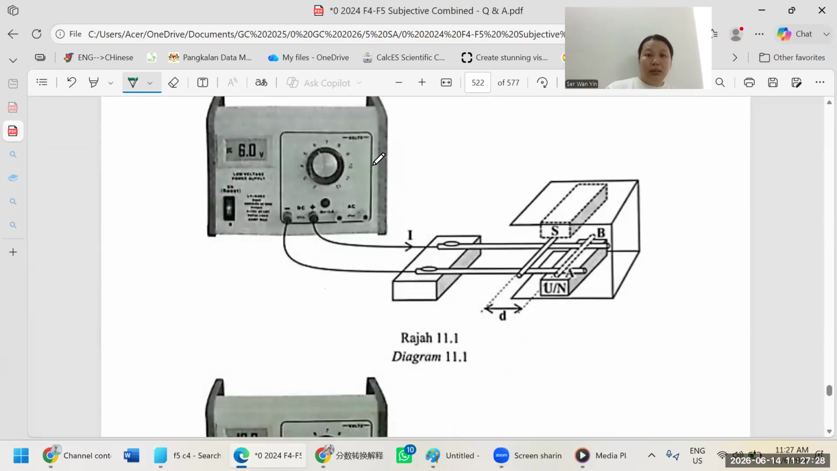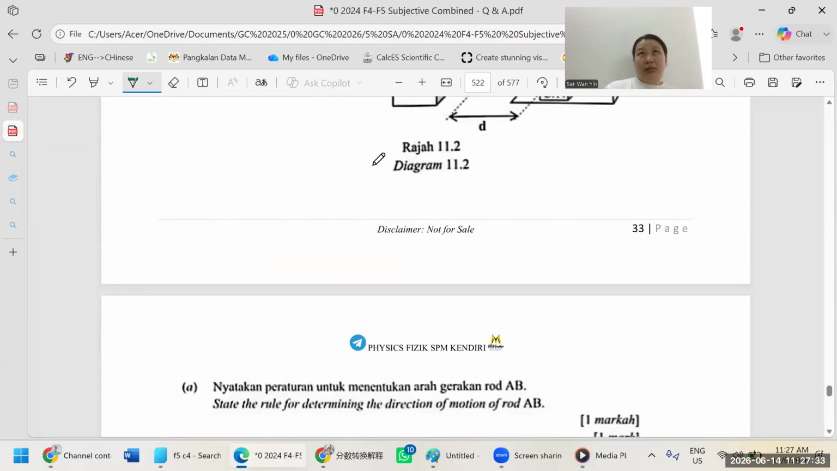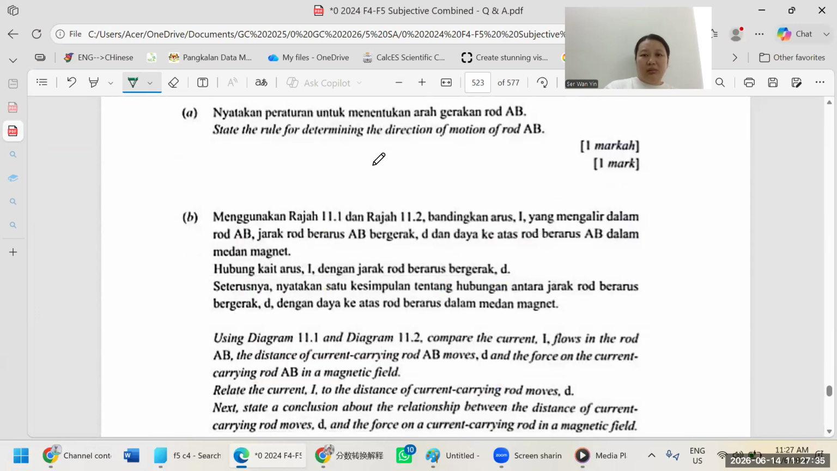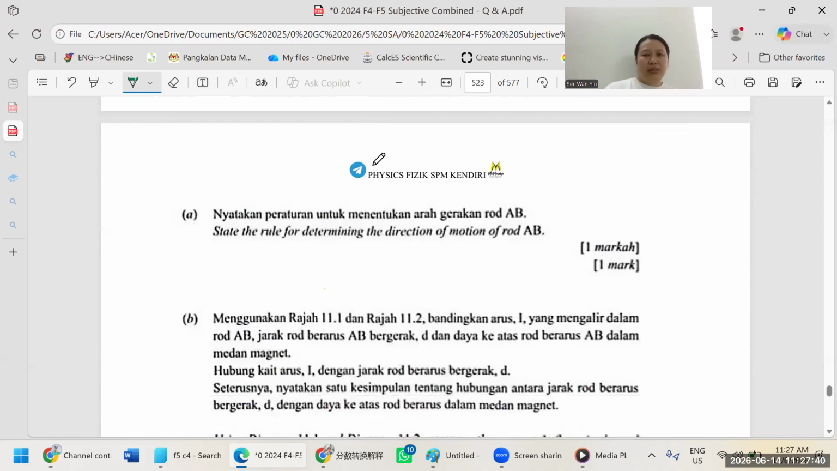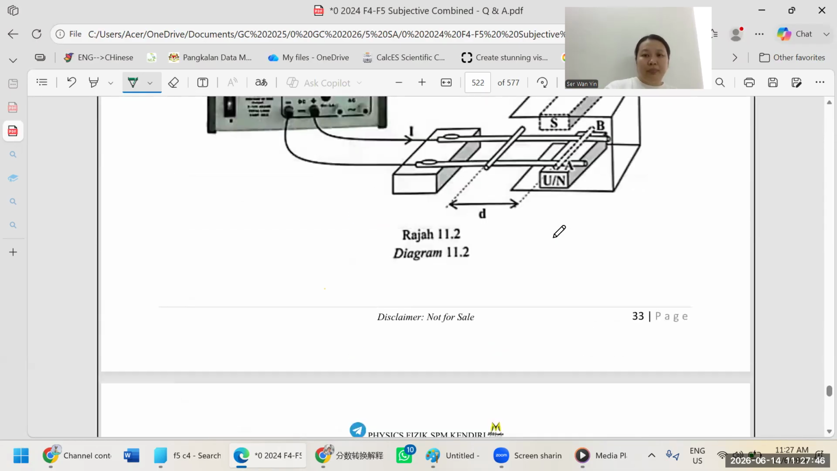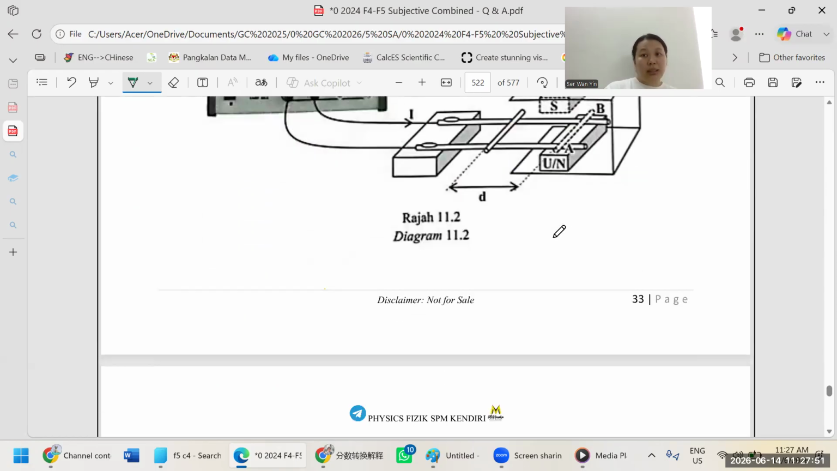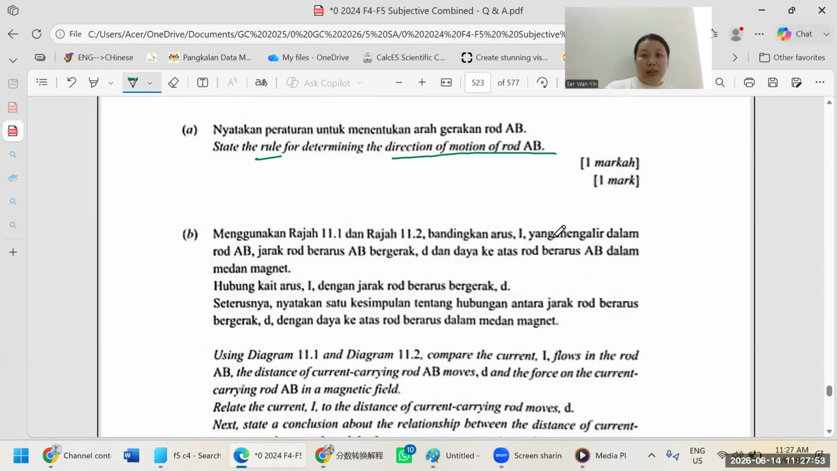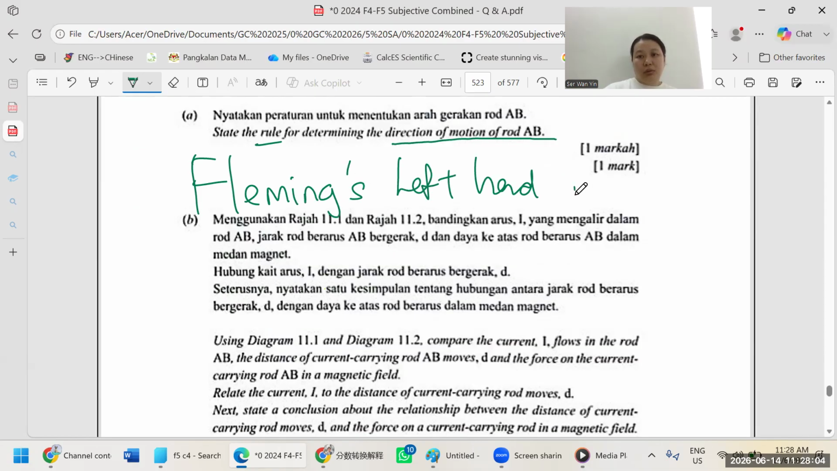Oh, again, see, same thing only. I want to tell you about chapter 4, the question doesn't really change a lot. But let's say the rule to determine the direction of motion of flow AB. That day we all learned from Jia Hong and Ashton already, no? Fleming's left hand rule. But if spelled wrongly, cannot have Fleming. Fleming's left hand rule. Okay.